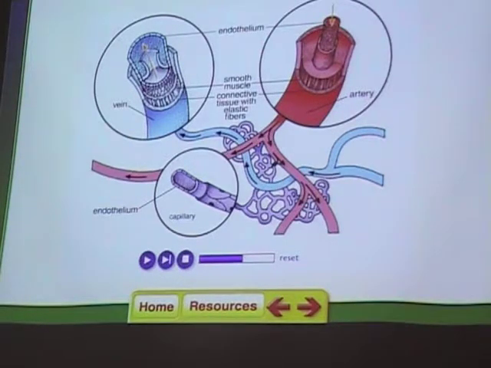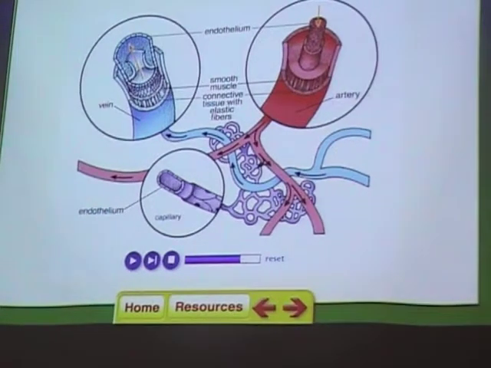Blood returning to the heart through the veins after passing through the capillaries is under much lower pressure than the blood flowing in the arteries. Veins have thinner walls with less muscle and elastic tissues than arteries. Valves in the veins prevent the blood from flowing backward.